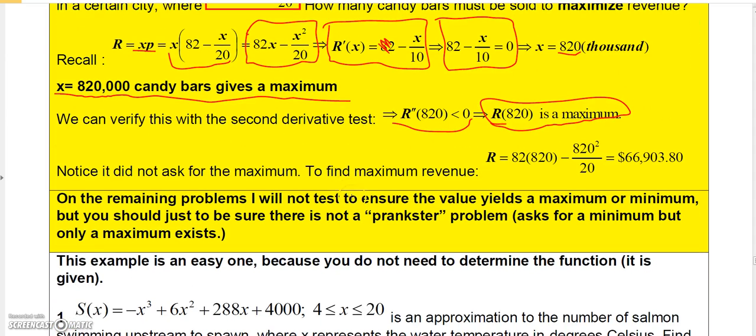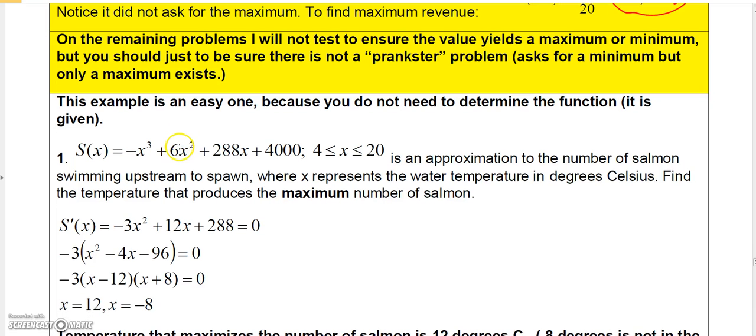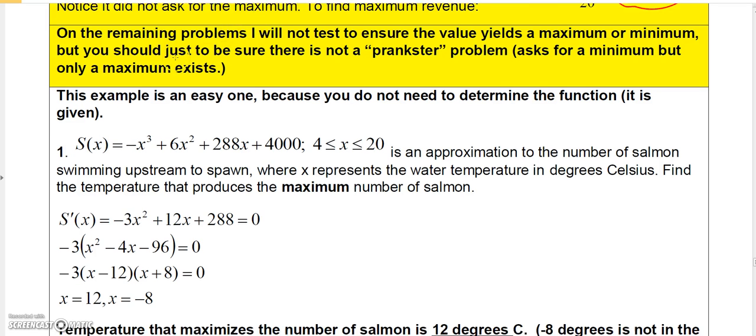Now, it did not ask for the maximum, it just asked for how many candy bars, and we know it's 820,000. But if you want to calculate the maximum, go ahead and plug 820 into the revenue function and solve it, and that'll show you the maximum revenue. Now, on the rest of these, I won't ask you to show whether it actually truly is a maximum or a minimum, but you really should check that just to make sure.